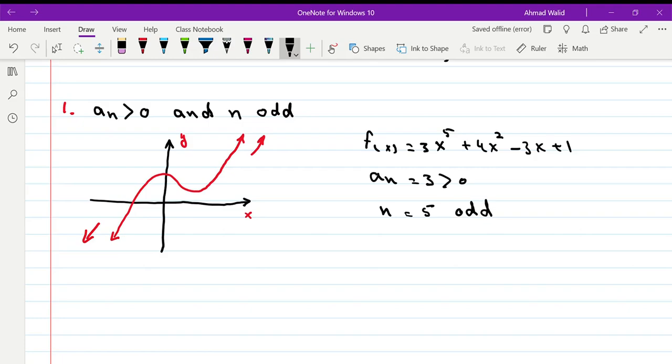Then immediately, if someone asks you what is the end behavior of this function, even if they are not giving you the graph, you should write this: the graph falls on the left side and the graph rises on the right side. That's it. Write it in English or just draw these 2 arrows. Every math professor knows what you are talking about. When you are talking about end behavior, if you just draw these 2 arrows, it means the graph falls on the left side and rises on the right side. This is your case 1.